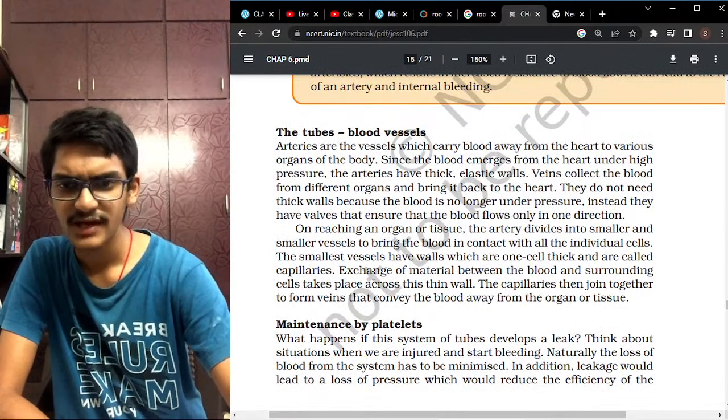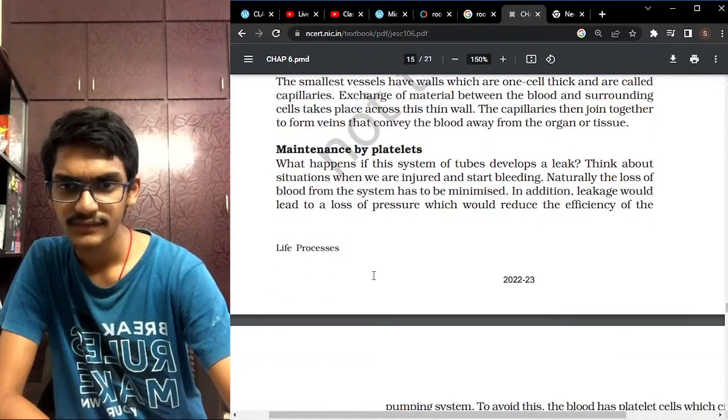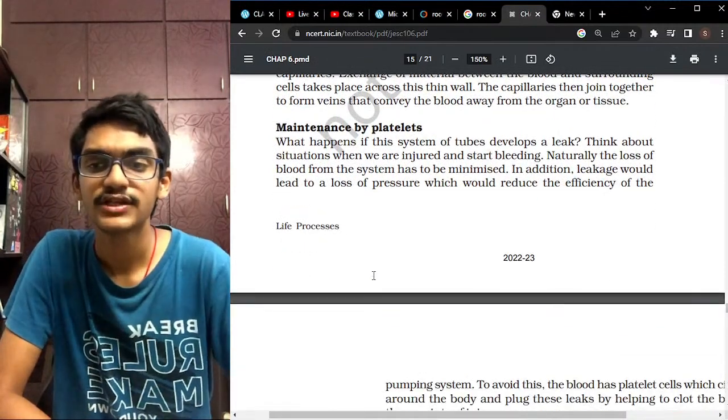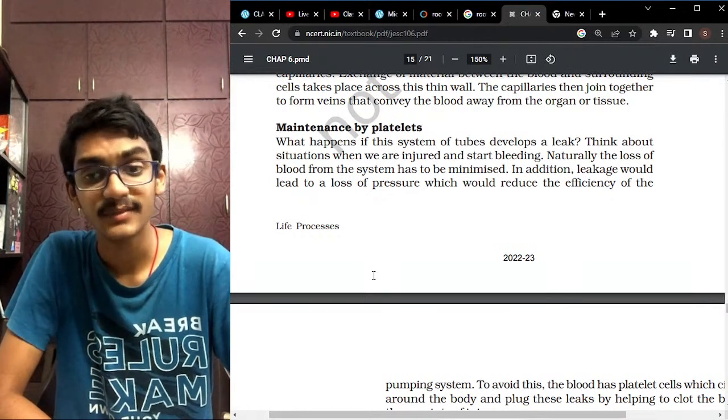Tubes. I think we have discussed everything. The leakage of the blood platelets we have also discussed. Think about the situation where we are injured and start bleeding. Naturally, the loss of blood from the system has to be minimized.